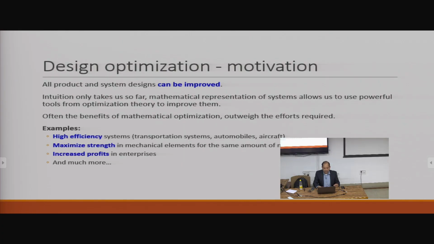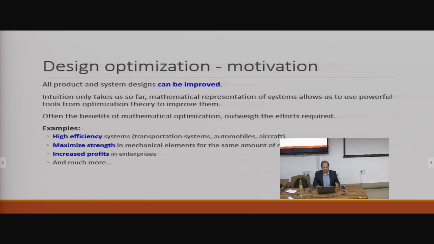So the benefits of mathematical optimization outweigh the efforts required. The amount of time that you would spend in modeling the problem mathematically, the amount of time you would spend in writing the code or giving it to an optimizer in Excel or MATLAB is small compared to the benefits that you can get out of it. Okay, and it's used pretty pervasively in many disciplines.